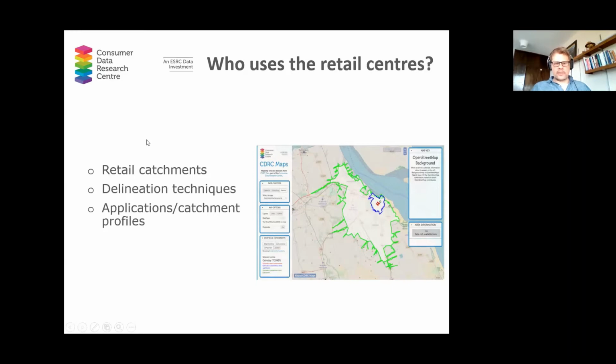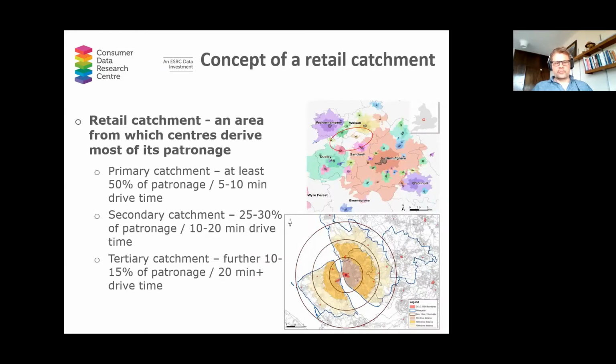So I'm going to cover different definitions of retail catchments, explain what retail catchments are, talk about different delineation techniques, and a little bit about applications in the real world of those retail catchments. So first of all, what is a retail catchment? A retail catchment is typically defined as an area from which a retail center derives most of its patronage. In other words, it's where the customers are coming from to a particular retail center.